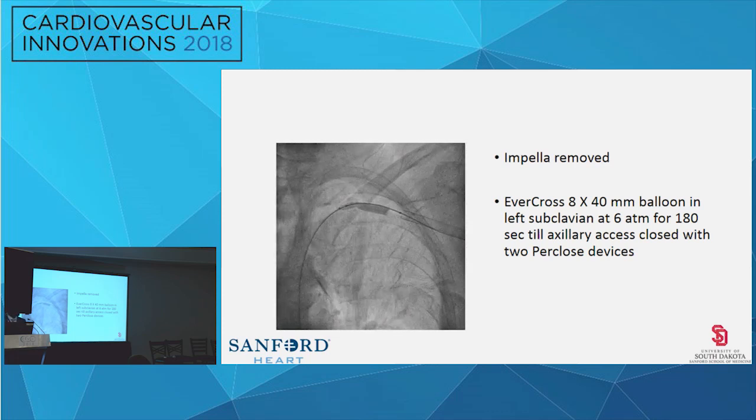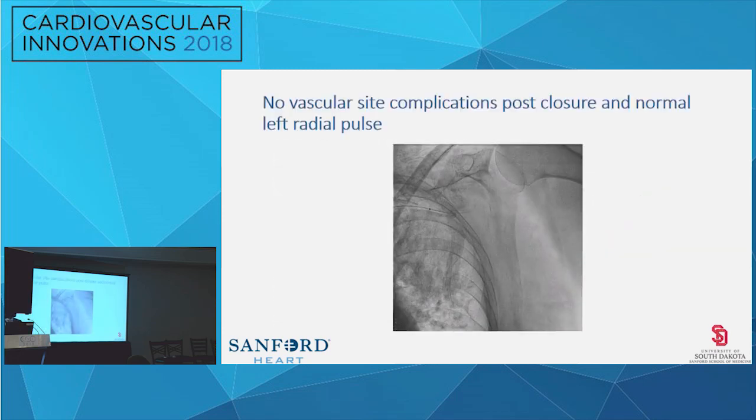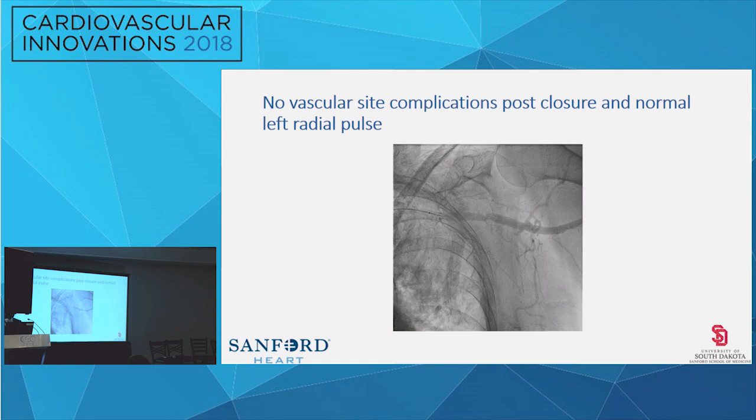The Impella sheath was removed while the balloon occluded the proximal subclavian artery, and after the sheath was removed, the 2 pre-close devices used earlier were tightened to close the access site. The patient had no vascular access site complication post-procedure and a normal left radial pulse. There was a little bit of kink, as you may see here, which we thought was not significant given the patient had good left radial and brachial pulses.